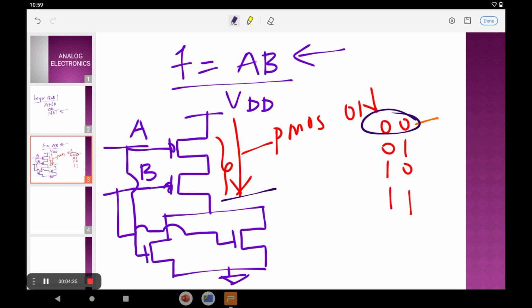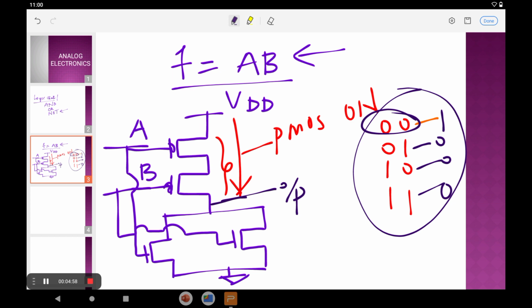If you take the output from here, the circuit is on only when the input is 0 0. Output 1 occurs for 0 0, and in all the remaining cases the output is going to be 0. This truth table is similar to the NAND gate.